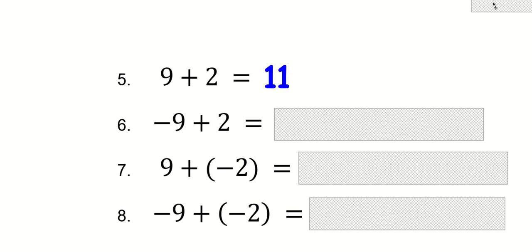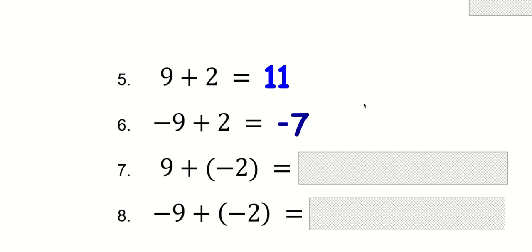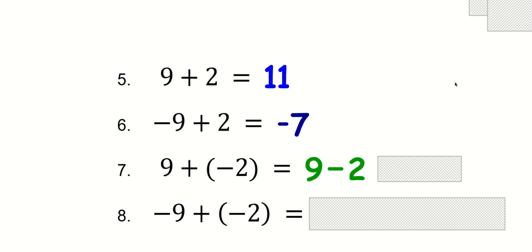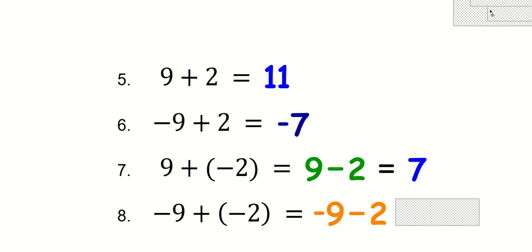9 plus 2 should be 11. -9 plus 2, that ends up being -7. And then this is just like 9 minus 2. Again, adding a -2 is the same as just subtracting 2. And that's +7. But -9 minus 2, again, you're already at -9 and you're subtracting 2. That gets you to -11.